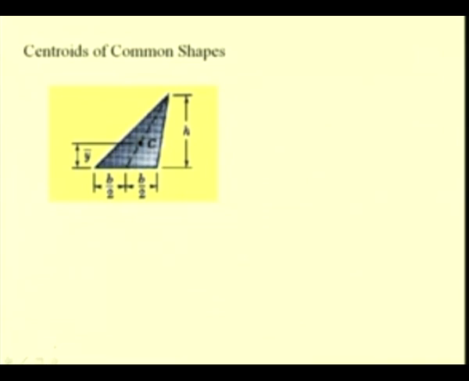So, for shapes which are very common for engineering application, we have these centroids defined. Like for this picture, we have the centroid located along the axis, that is the angle bisector, and we only have to determine this y bar, which is in this case, if you find the integral, h by 3.